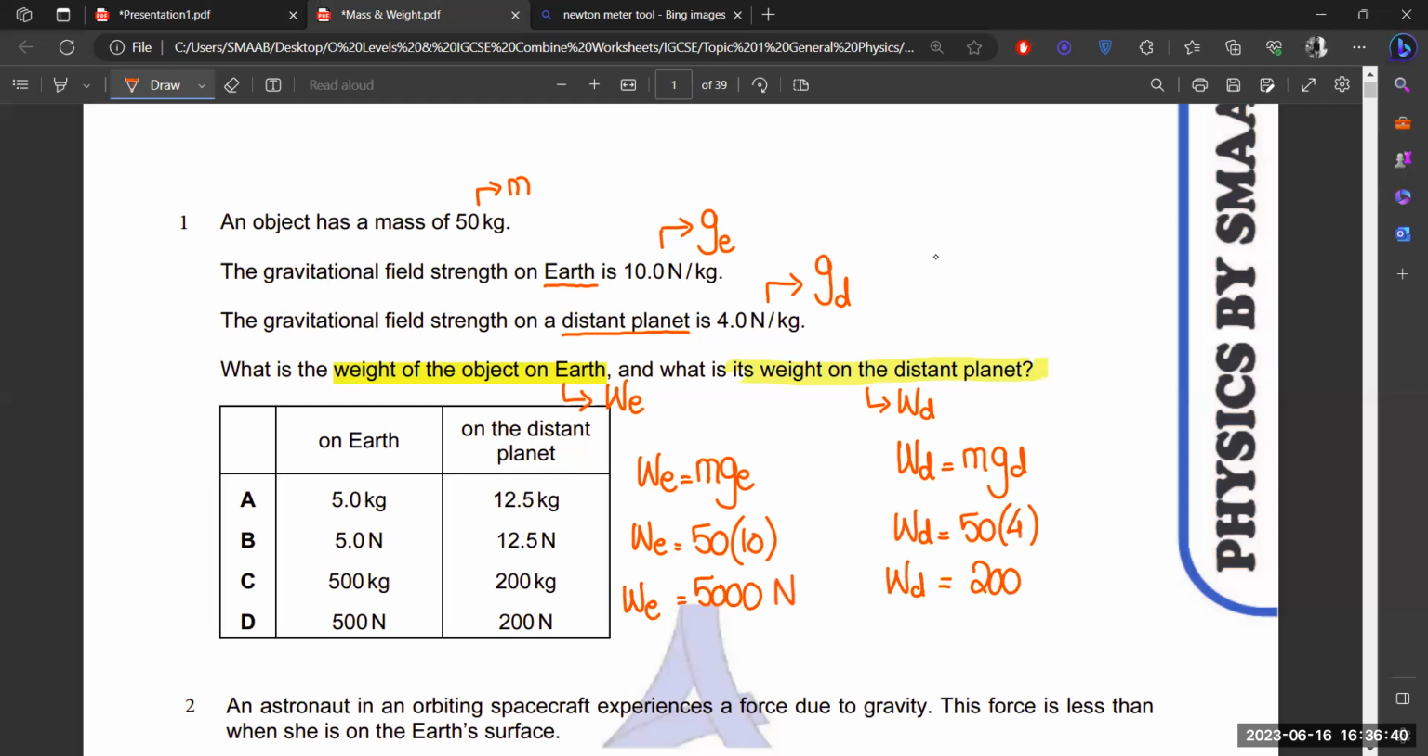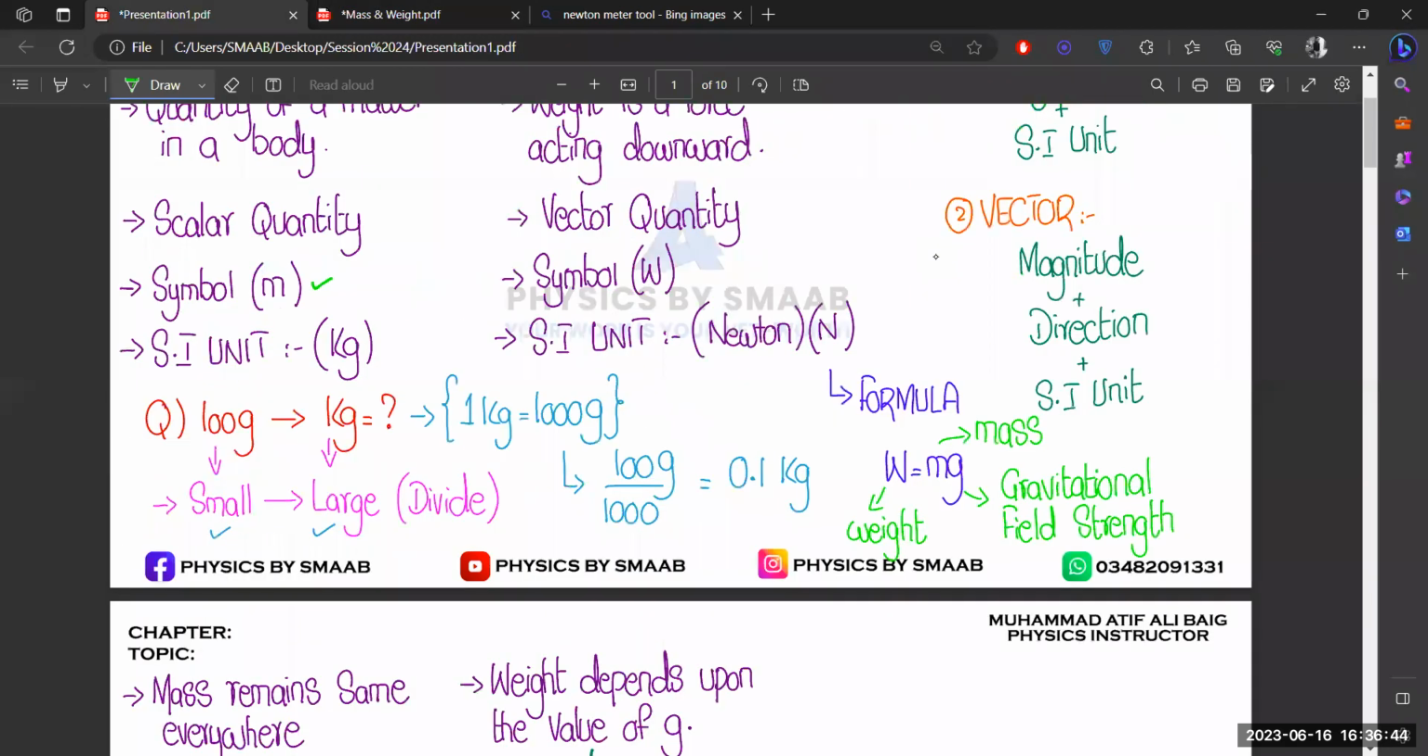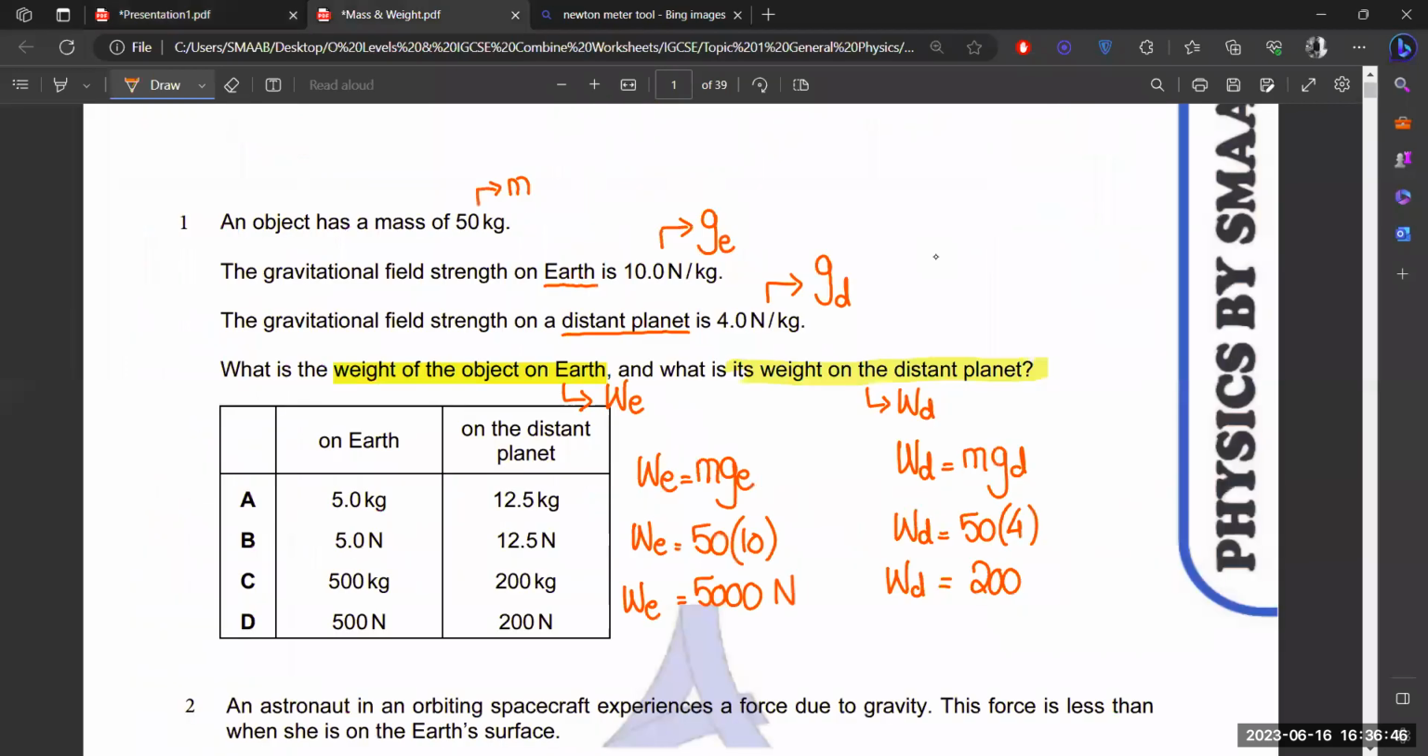You may check from the notes. We already mentioned that the SI unit for weight is Newton, right? So what will be the answer? It is 500. Yes, it is 500 Newton.